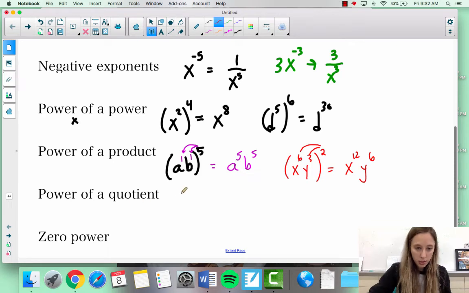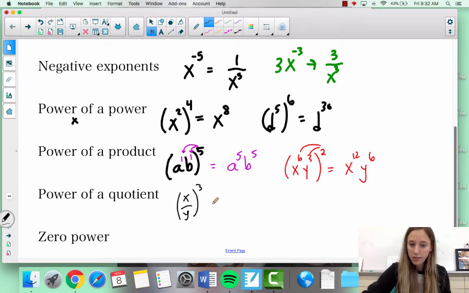Power of a quotient is similar, but now we're dealing with division. So we'd have x divided by y all to the 3rd power. Same thing, distribute to each part. That's the same as x to the 3rd divided by y to the 3rd.